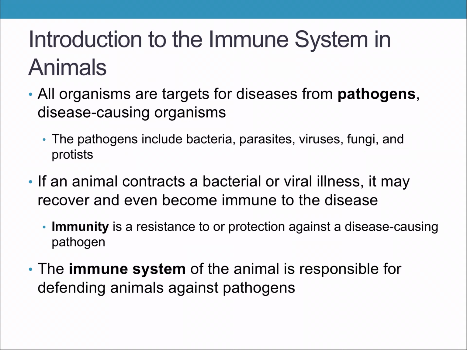Now, I don't like that it says organisms there because it's not always an organism. A virus is technically not an organism, so a virus is a non-living entity. But everything else here is a living pathogen. Bacteria, parasites, fungi, and protists can all cause infections or diseases, and they're known as pathogens. If an animal contracts a viral illness or a bacterial illness, it may, depending on the severity, recover from and even become immune to the disease, meaning that you're protected against the pathogen again. So the system responsible for the defense against this is the immune system, and that provides your immunity.